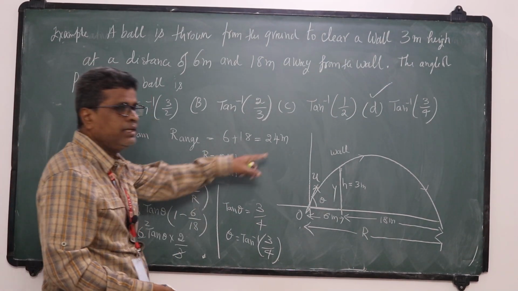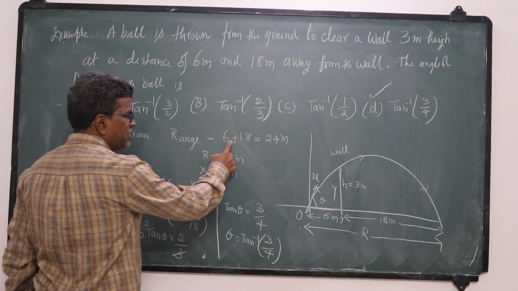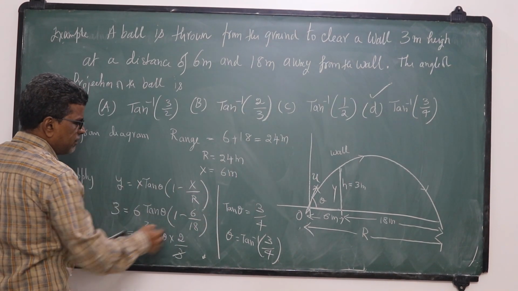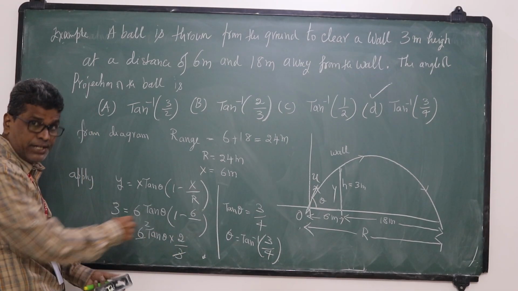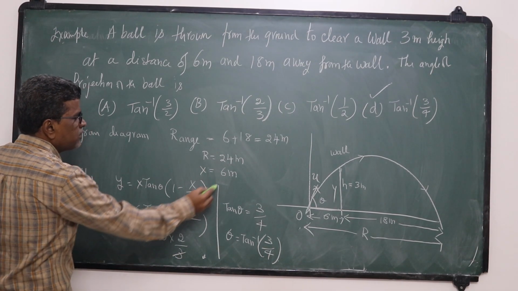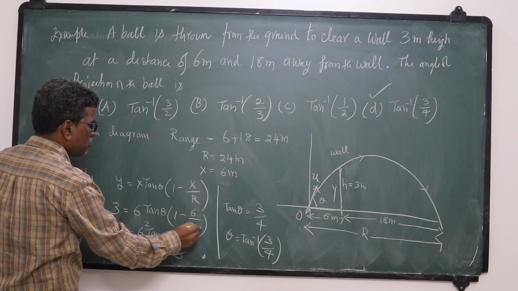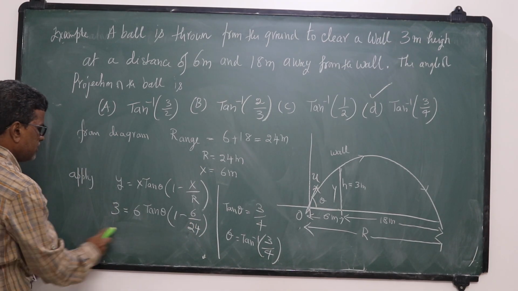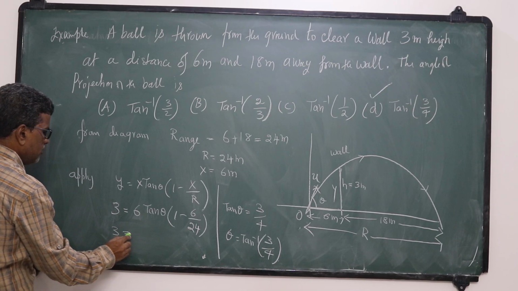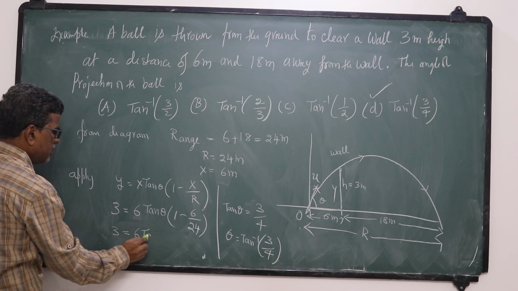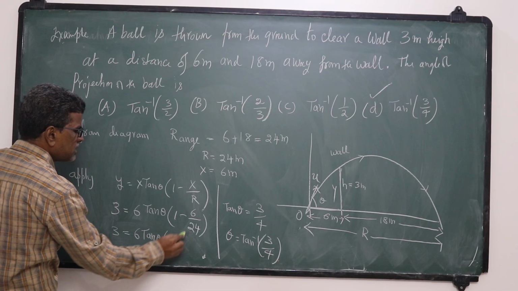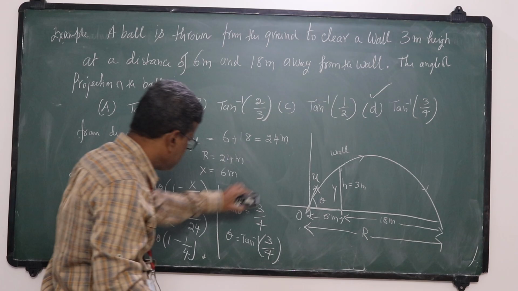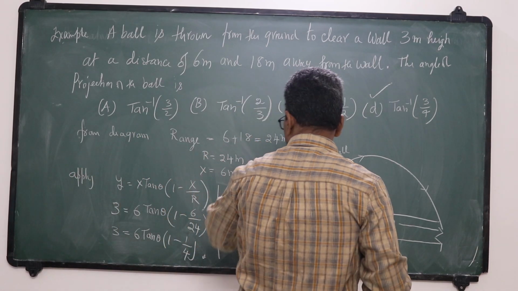Wait. So here, see, we substituted range 6 plus 18, 24 meters. But here I substituted 18. So it is wrong. So here we made a mistake. So make that correction. So R is 24. So 6 by 24 is, I will write once again. So that is 3, 6 tan theta times (1 minus 6 by 24, which is 1 by 4). So this is not 3 by 4.